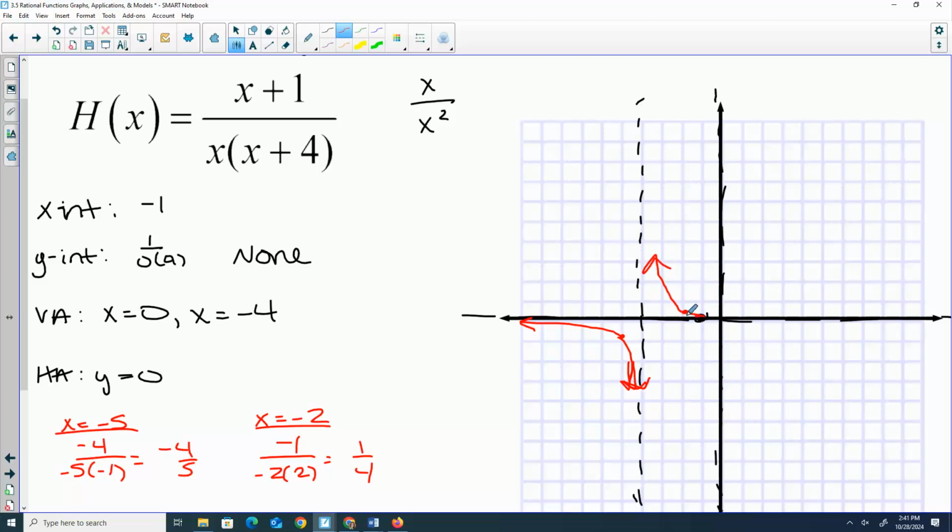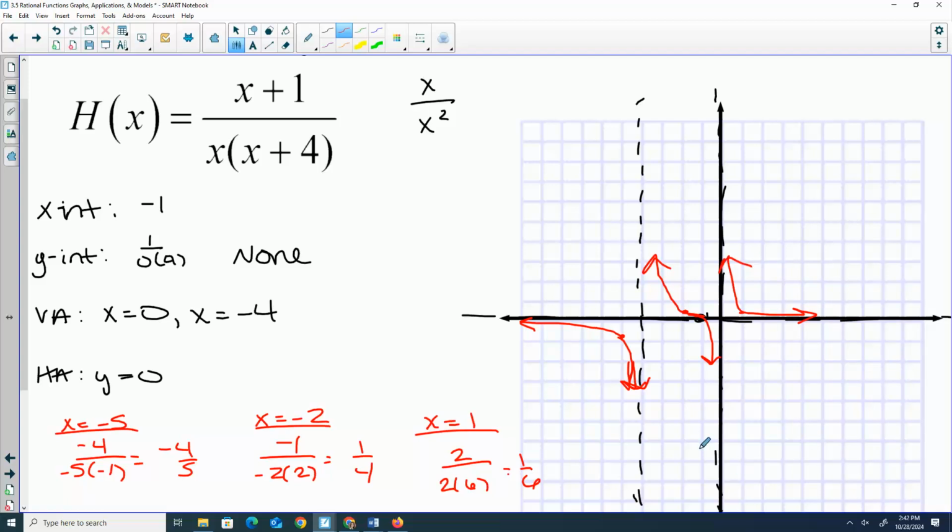So this is going to be coming down. And this last piece, I need something bigger than 0. So if I put in a 1, 1 plus 1 is 2. 2 times 6, so I get 1/6. So 1, 1/6. Not a nice point, but enough for me to see this is above my horizontal.